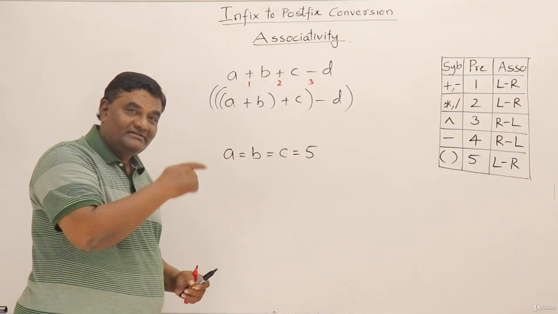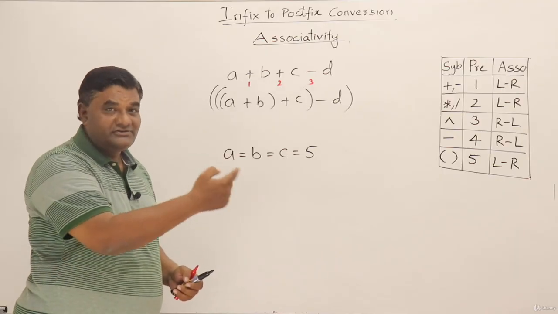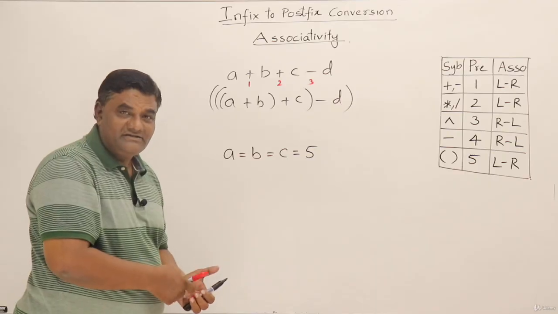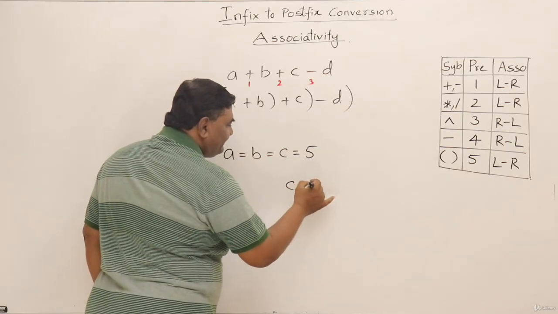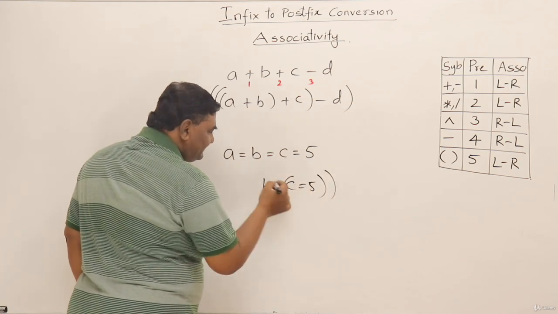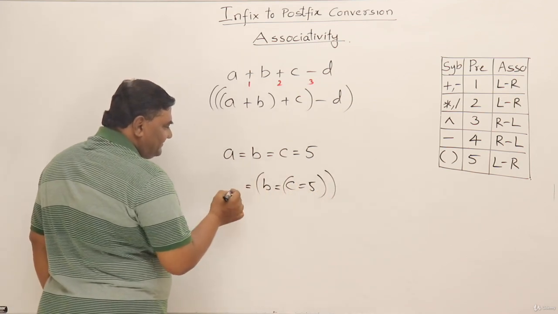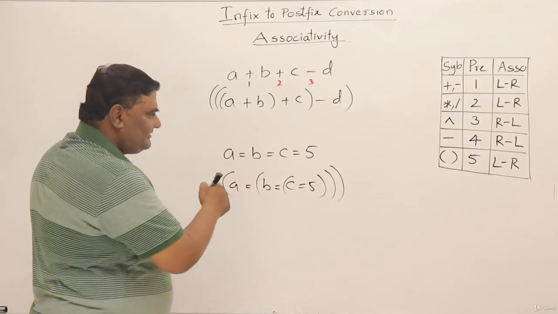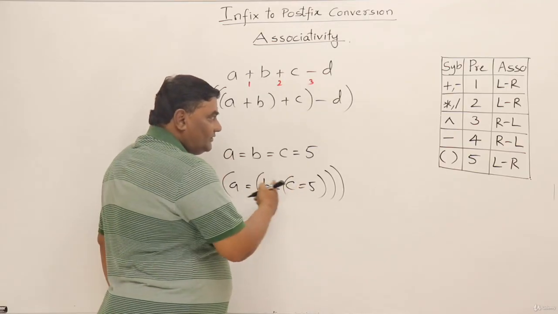So if I am parenthesizing it, then based on the associativity I have to do it, because precedence is the same. Let us see how parenthesization is done. First C assigned 5 is put in the bracket, then this assignment is taken, so B is kept in the bracket, then this assignment, so A, this whole thing is kept in the bracket. So parenthesization will happen from right to left.